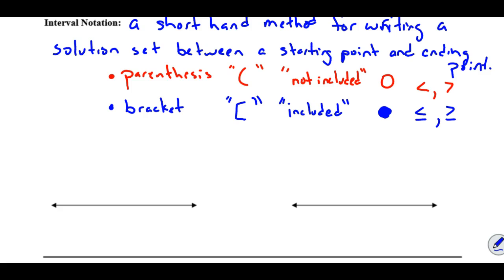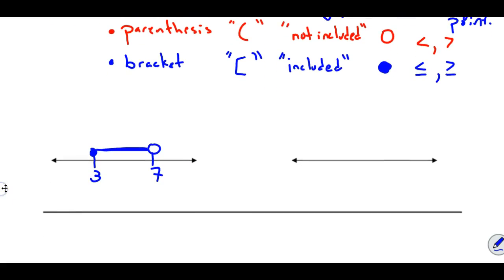So we're going to do a couple examples here. The first one I'm going to give you has a closed circle at 3 and an open circle at 7, and I want the values between 3 and 7. So if I was to write this in interval notation, because it's a closed circle here, it would be a bracket 3, and then I would use a comma, and the 7 is an open circle, so that would be a parenthesis.